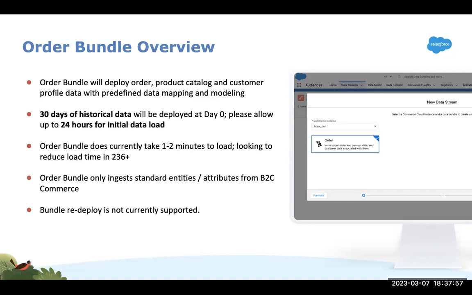When it comes to commerce cloud, there's one fine thing that's been given. There is data sitting historically from the last couple of years, but what commerce cloud does is deploy day 0 data plus 30 days of historical data, and you should allow 24 hours for the initial data load. For order bundle data, it takes 1 to 2 minutes to load, which reduces your load time by almost 200 plus times, because it is bundle data that is neatly packed and designed in such a way that it is more integrable with your source systems, and that gives a lot of flexibility as well.